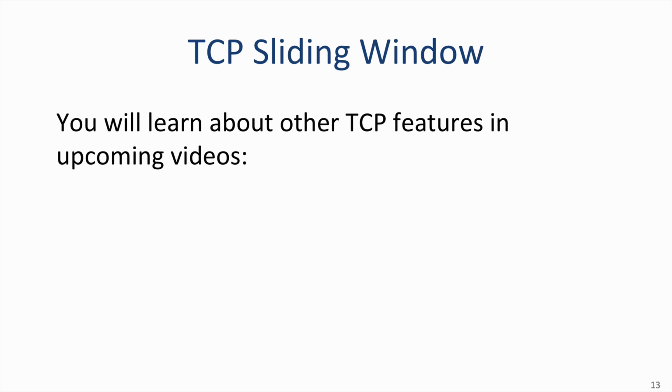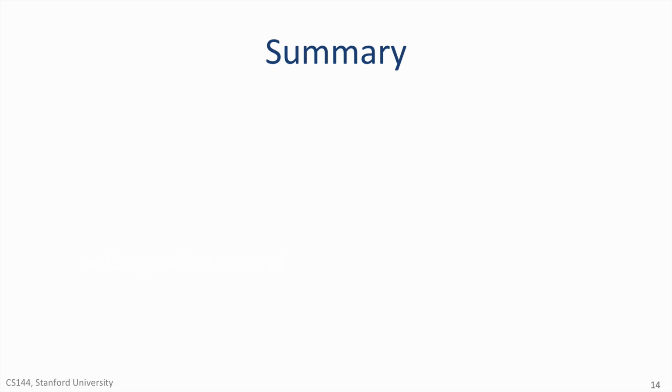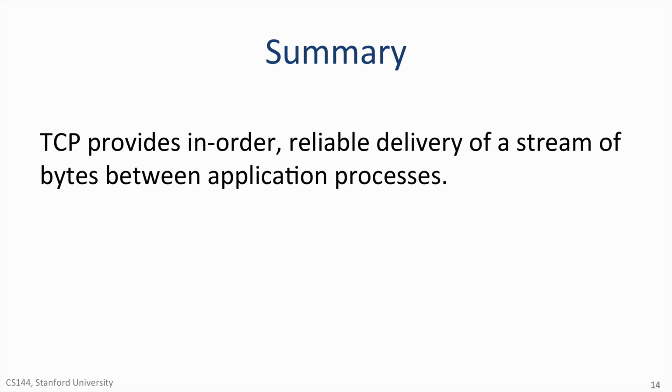The TCP sliding window. You'll learn about other TCP features in upcoming videos. You'll learn about window-based flow control to stop us from overwhelming the receiver. You'll learn about retransmission and timeouts and different mechanisms to accomplish it. And you'll learn about congestion control in Unit 4. So, in summary, TCP provides in-order, reliable delivery of a stream of bytes between application processes.